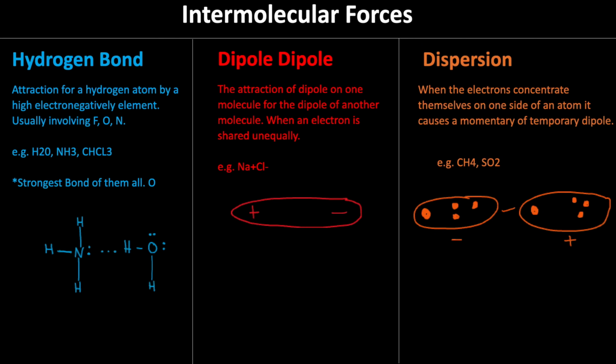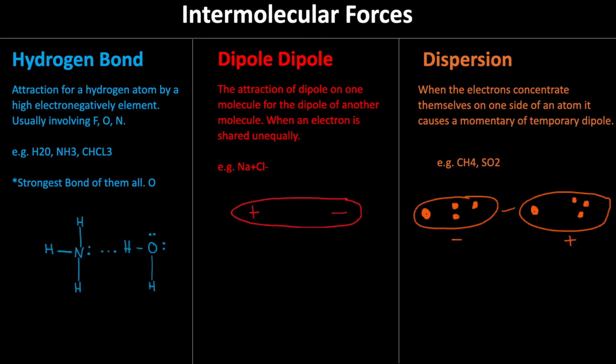So the hydrogen bond intermolecular force is an attraction of a hydrogen atom by a high electronegativity element. It usually involves fluoride, oxygen, and nitrogen. We have some examples here. We have H2O. We see the oxygen is there. And I also want to point out, these hydrogen bonds are the strongest bond of them all. So you need to know that for sure. Now, dipole is the attraction of one molecule's dipole to a dipole of another molecule.